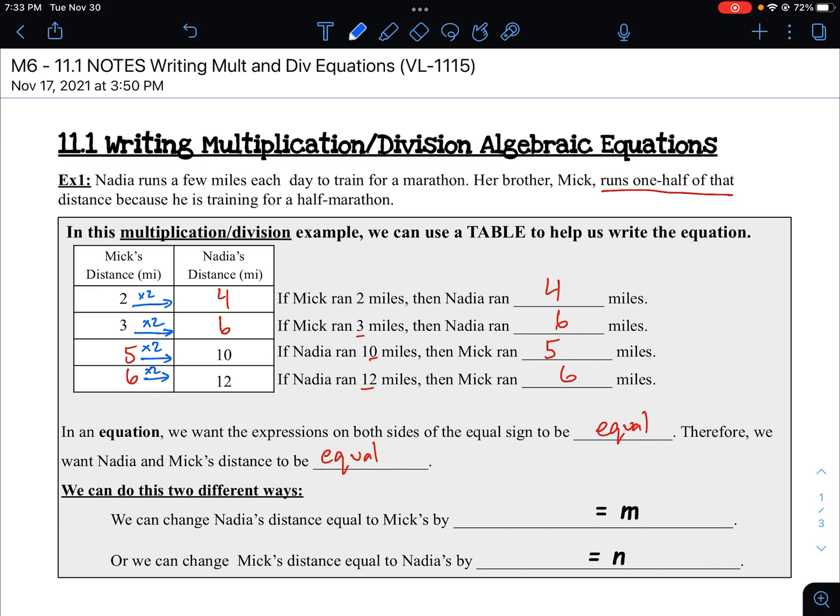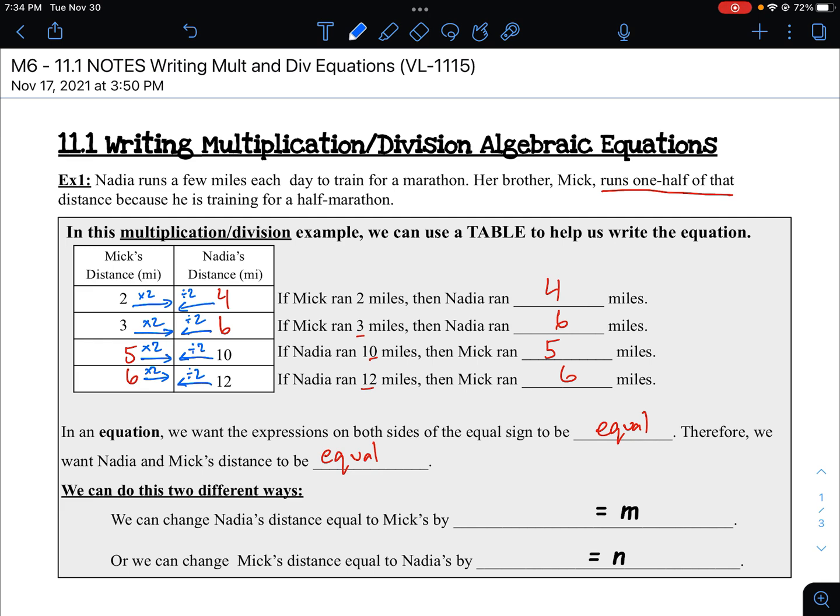I can also look for a pattern backwards. So how do I get Nadia's distance to be equal to Mick's? So let's see. How do I get from 4 to 2, or 6 to 3, or 10 to 5, or 12 to 6? Well, you just divide by 2. So I'm going to write divide by 2, even though really it should be written differently. Just note that I'm putting it over the arrow, and so it's 4 divided by 2. Or if I get 6 and I divide that by 2, I get 3. If I get 10 divided by 2, I get 5. 12 divided by 2 is 6.